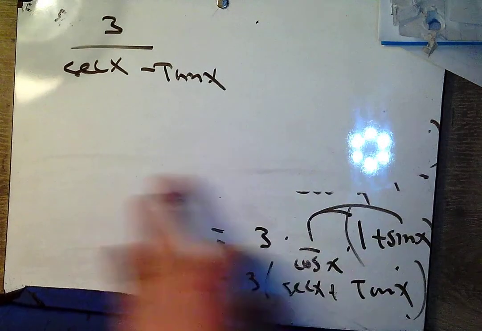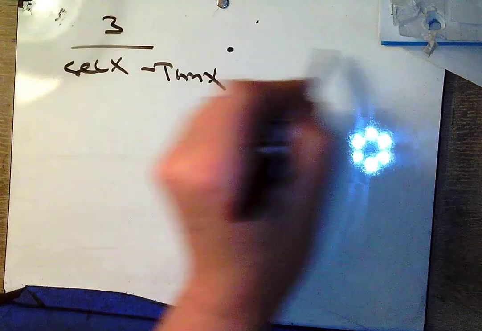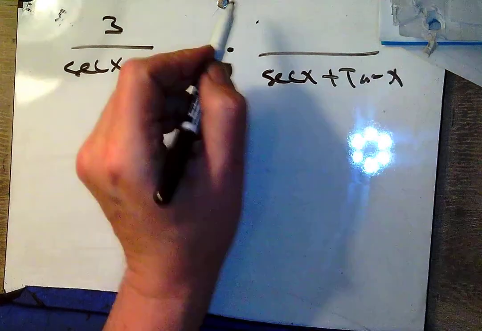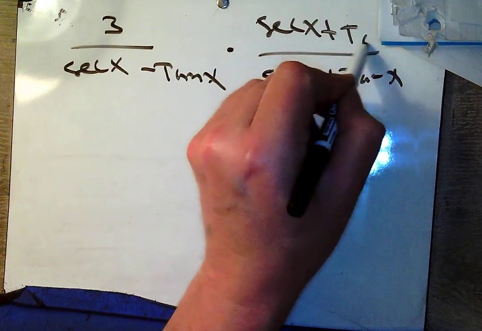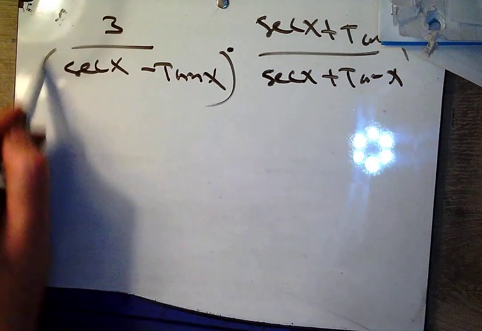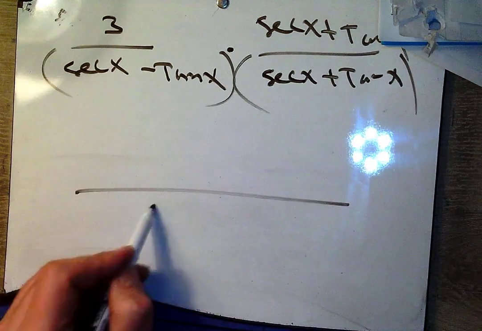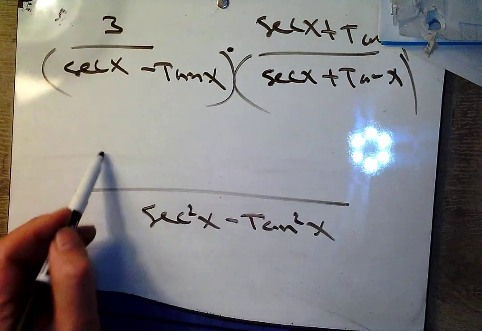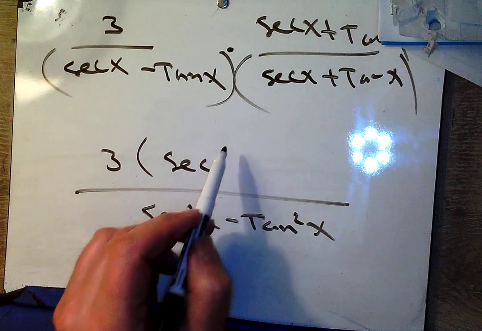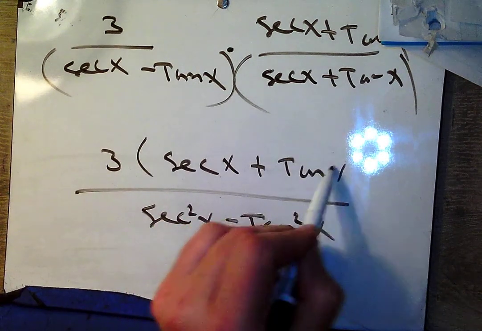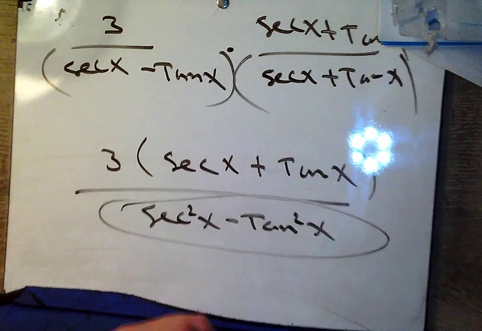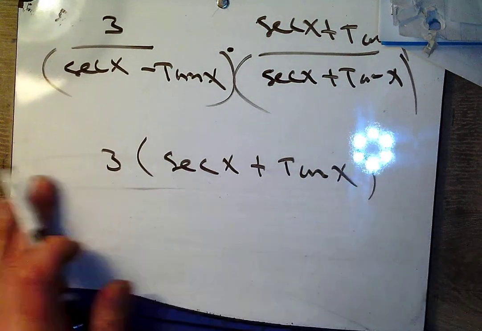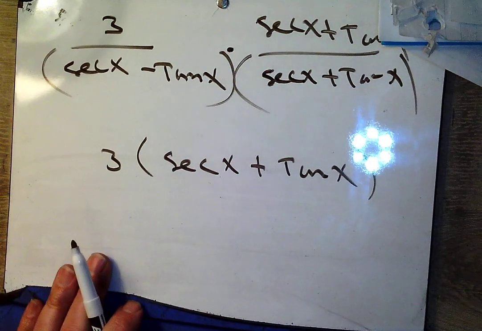Why not just do this? Instead of all that work, let's multiply by the conjugate. Secant x plus tangent x over secant x plus tangent x. Cool. I FOIL on the bottom, and I end up with secant squared minus tangent squared. And on top, 3 times secant x plus tangent x. What's secant squared minus tangent squared? 1. So if I'm dividing by 1, there I am. I'm all done in 2 steps.